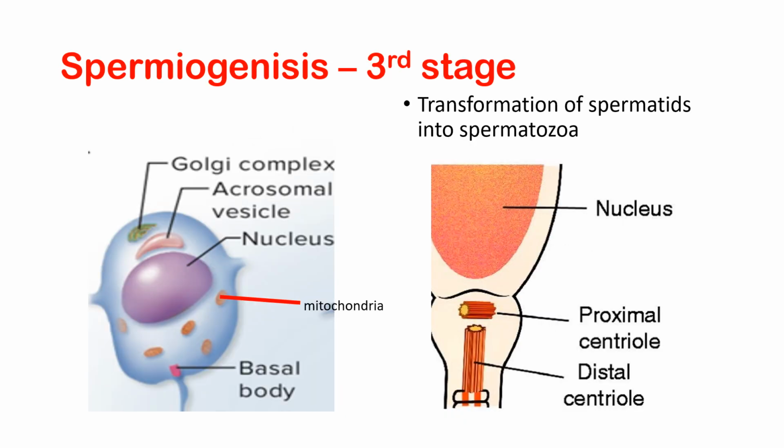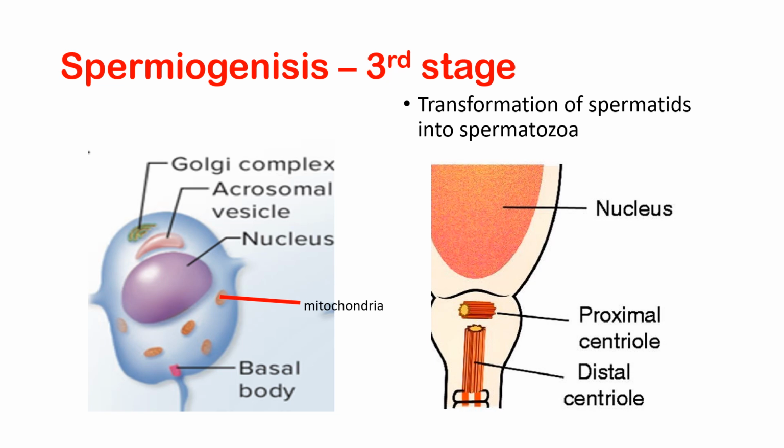Then it enters into the third stage, which is called spermiogenesis. What is spermiogenesis? The transformation of spermatid into spermatozoa. Already the spermatid is formed from the meiotic division of the secondary spermatocyte. This spermatozoa is formed without any cell division.